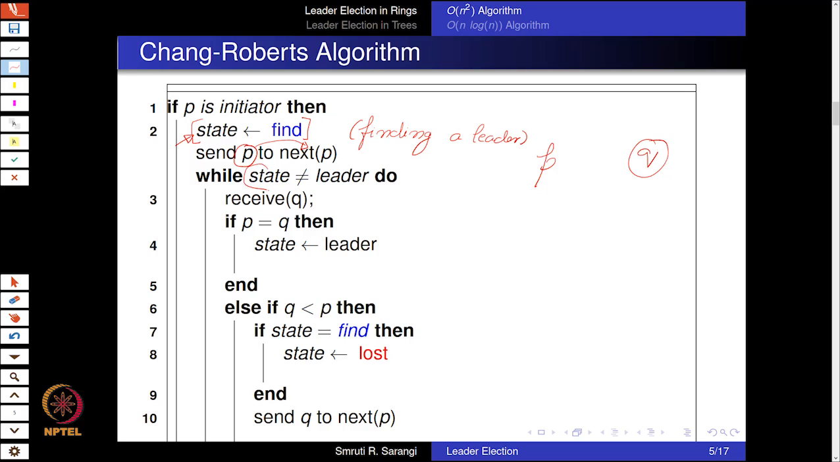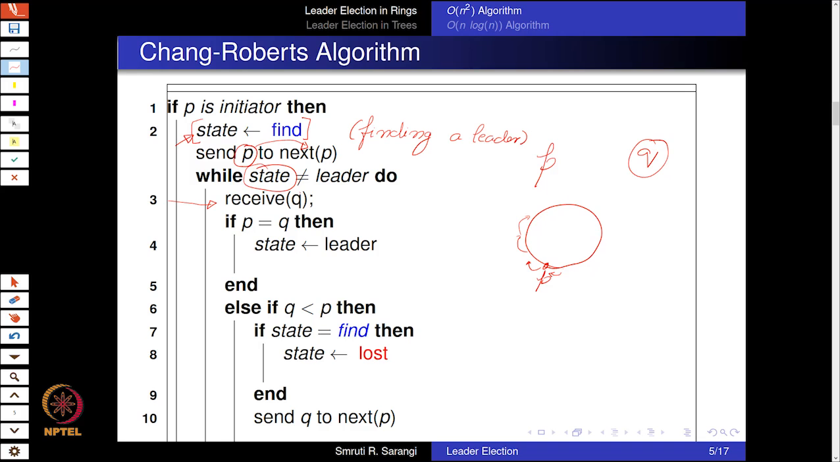As long as the state is not equal to leader, which means that the state indicates that the leader has been elected, we continue the algorithm. So we come to line 3, where we receive a message from Q. Alright, so we have an overlay like this, and I am node P. I send my ID to my neighbor, and so on and so forth. And finally, from my neighbor, I receive a message.